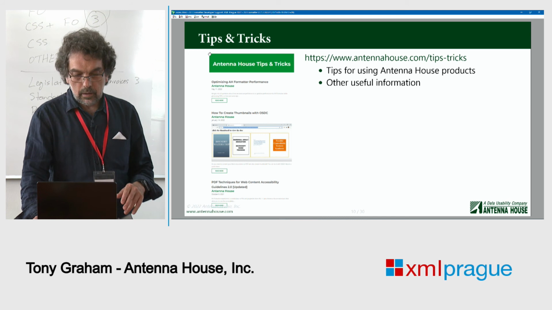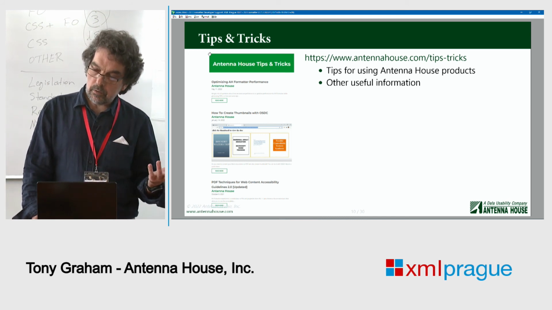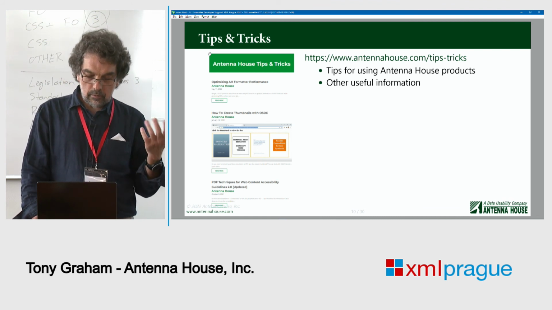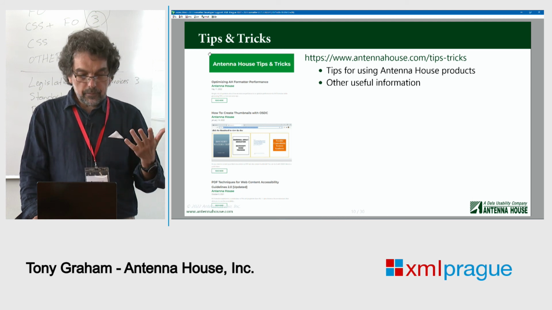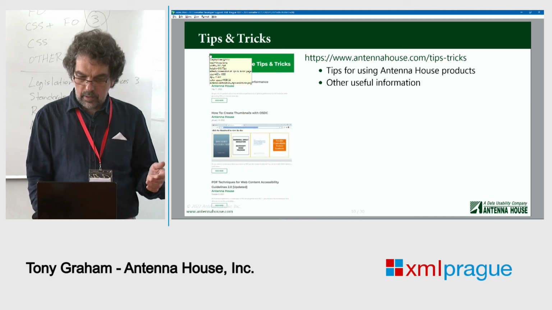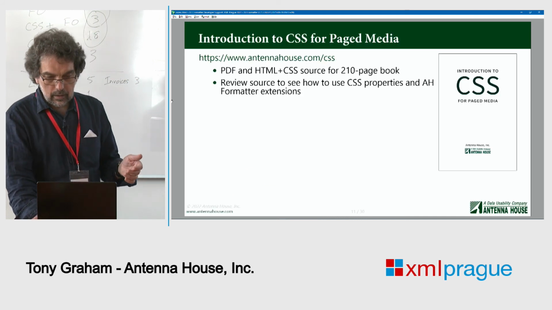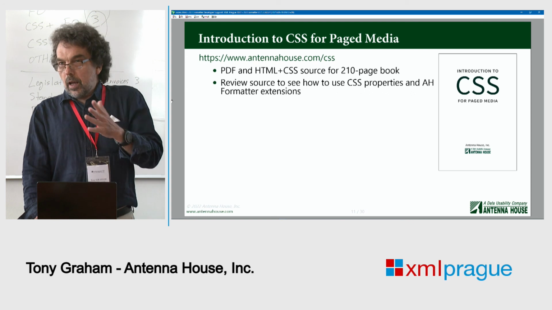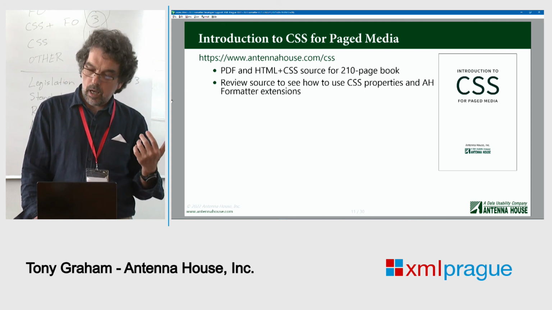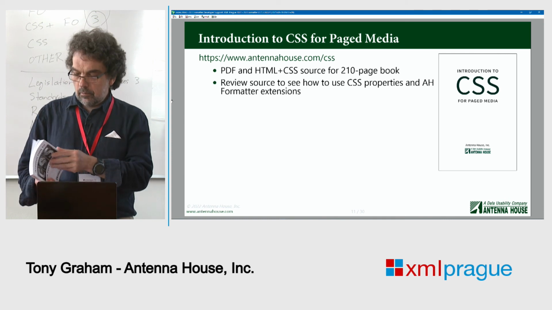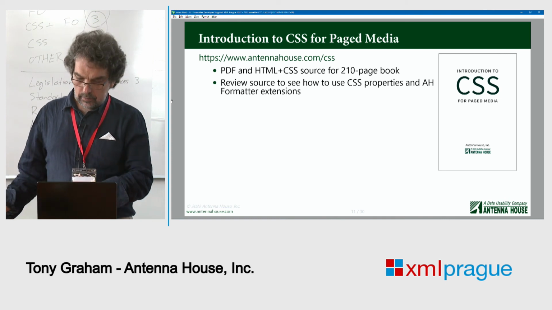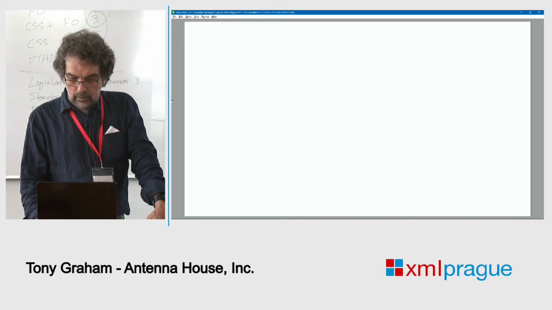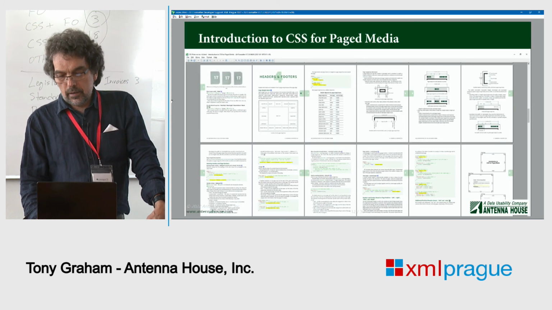There's another section on the Antenna House website called Tips and Tricks, which has occasional, they're really blog posts about things that you can do with AH formatter or other Antenna House products that don't really count as discussing properties or anything else. As I've said, there's the book on CSS for paged media, for which you get the PDF, and you can also get the source and the CSS to see how the formatting in the book was styled using CSS. There's a few pages from the book. You would have seen some of these graphics in the earlier tutorial.